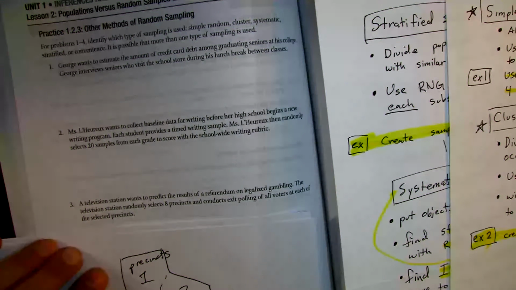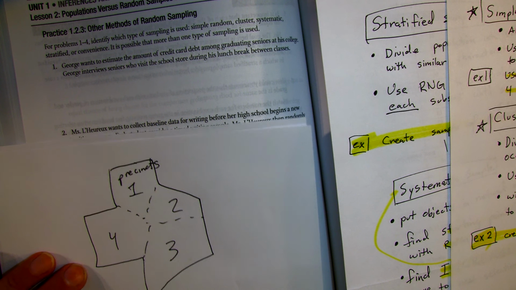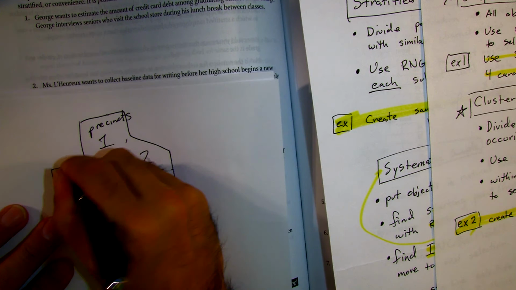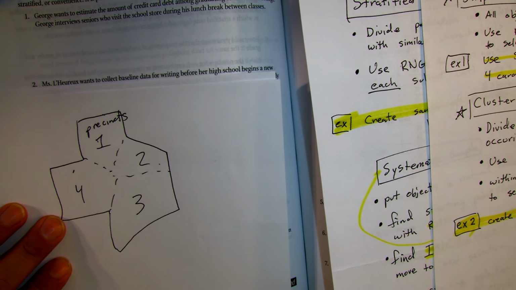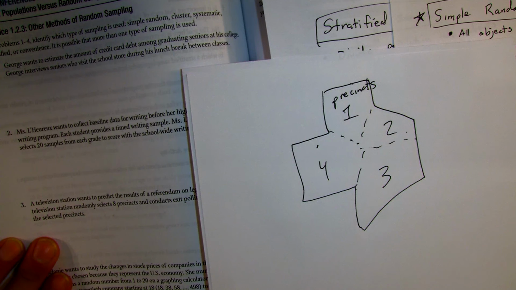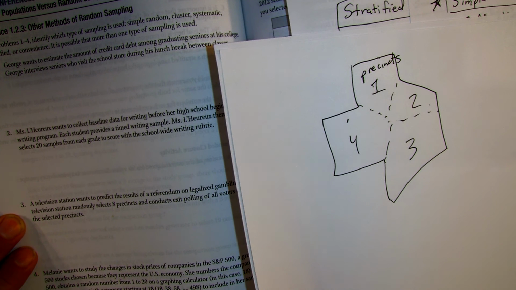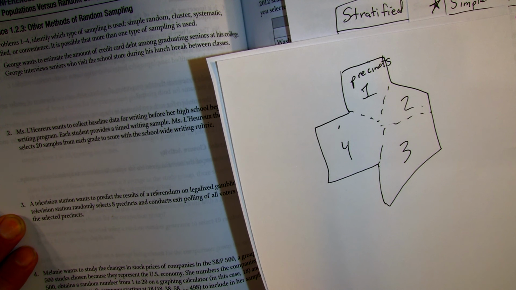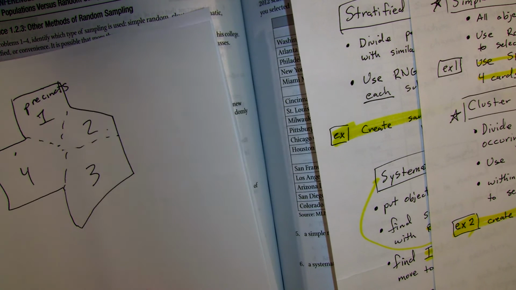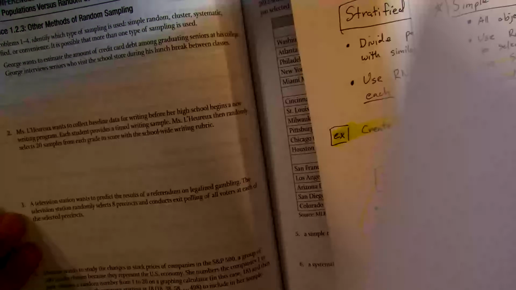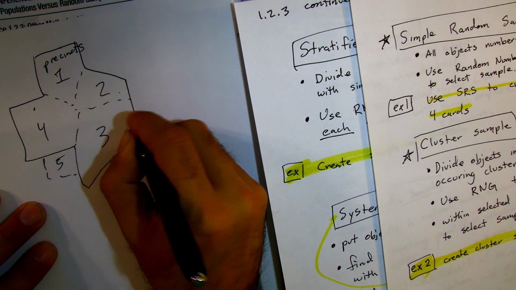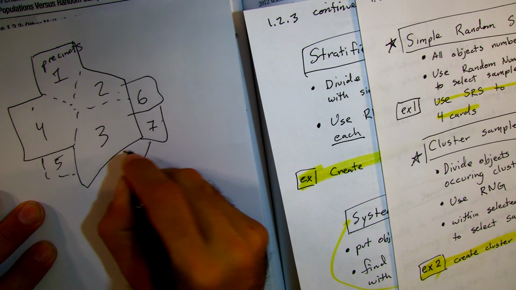So now that I'm looking at that, what they're saying is the television station randomly selects 8 precincts and conducts exit polls of all voters at each of the selected precincts. All voters in the selected precincts. Randomly selects 8 precincts. Okay. So right off the bat, I need to add some more. There's 5, there's 6, there's 7, and 8 is small for some reason. Okay. So we got our 8 precincts. And what this is saying is you randomly select one of the precincts and then you take everyone in that grouping. So let's see. The 2 that really stick out here are these 2.